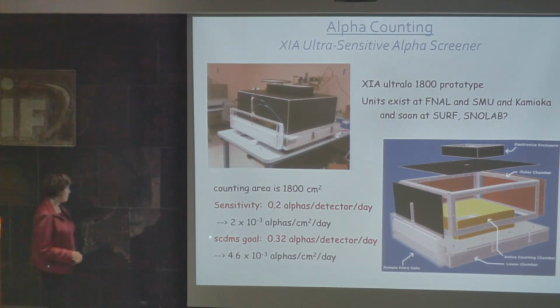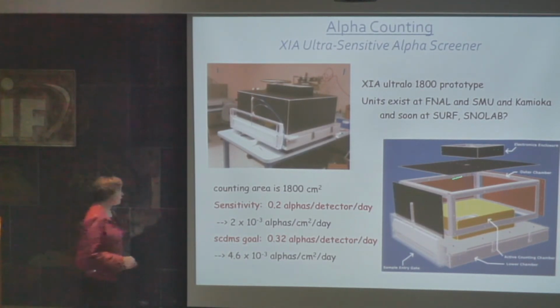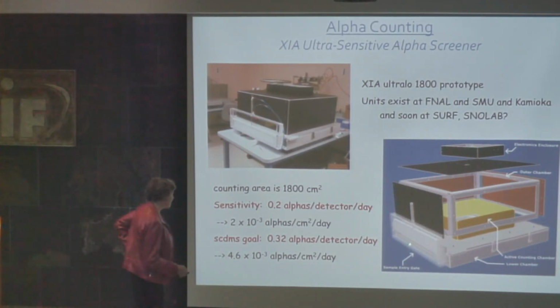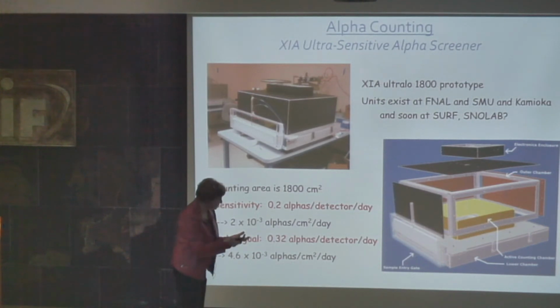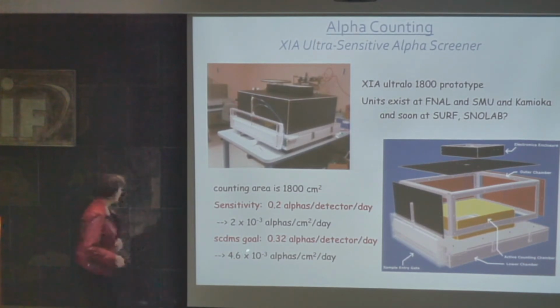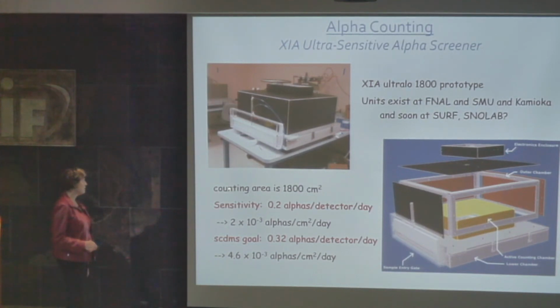So it's basically a large chamber. The sample comes in here, and it has a trigger. It's basically a proportional counting chamber, right? I don't really have a good picture of the wires, but it has a sample area and a veto area built in. And you're getting down to a sensitivity of 0.2 alphas per detector per day. And for our detectors, this is sufficient.